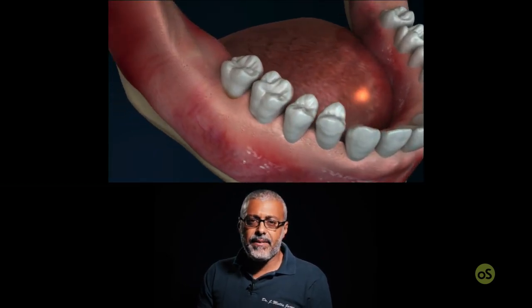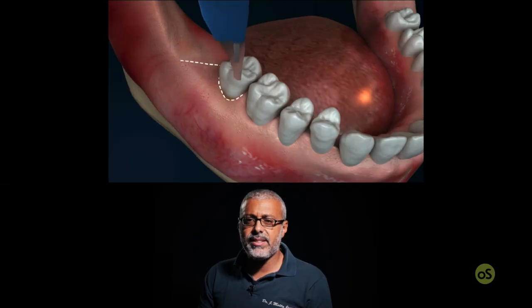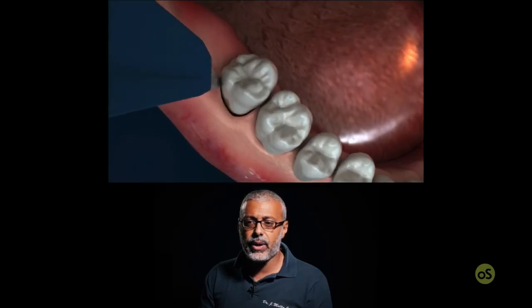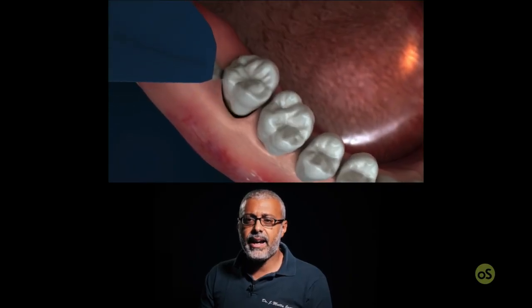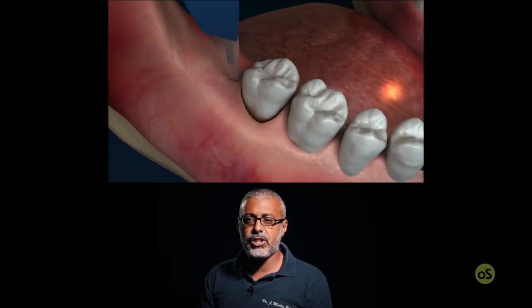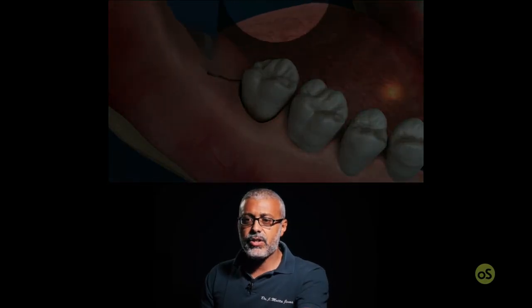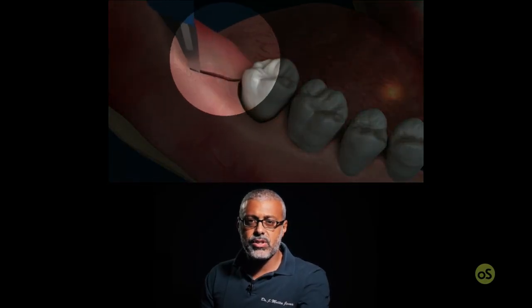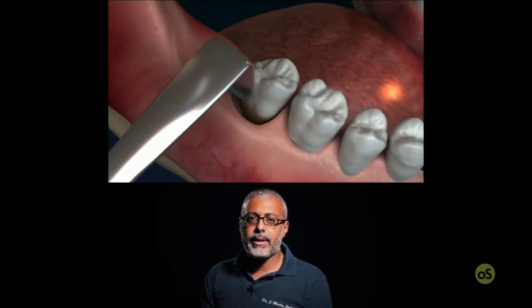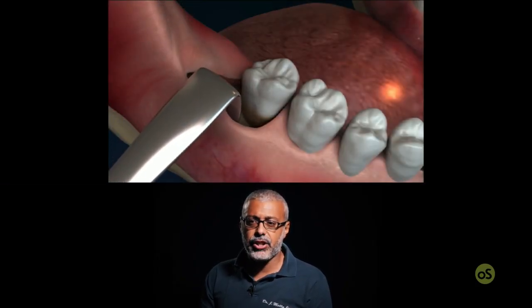This obviously is a mini-invasive approach, and we can see an animation where we see the intrasulcular incision. It's a full thickness flap. We have to touch the bone, and then the distal releasing incision, we see it here. It's going to be directed towards the vestibular part, and this will give us a complete elevation of our mucoperiosteal flap.